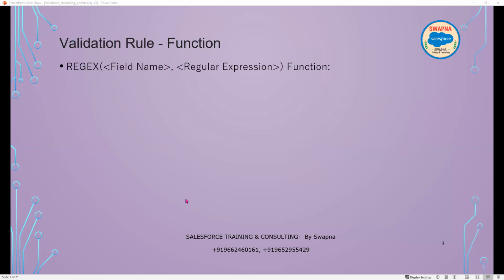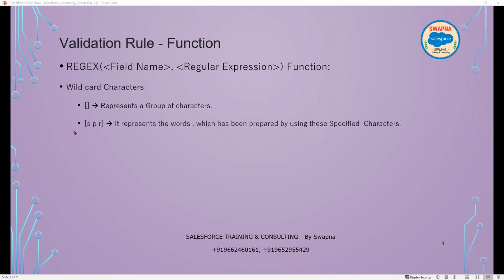Right, in the last admin session, the last point was regex, creating the validation rule on the regex. Here we have to give a field name and a regular expression. Inside this, we have a few wildcard characters, like the open and closed square brackets, which represent a group of characters. Within the brackets, if you write specific letters like S, P, R, it represents a word prepared using the specified characters.